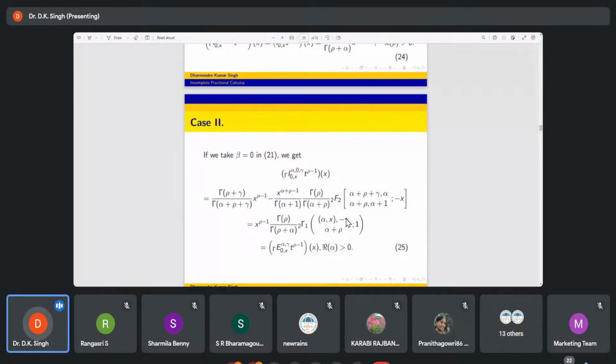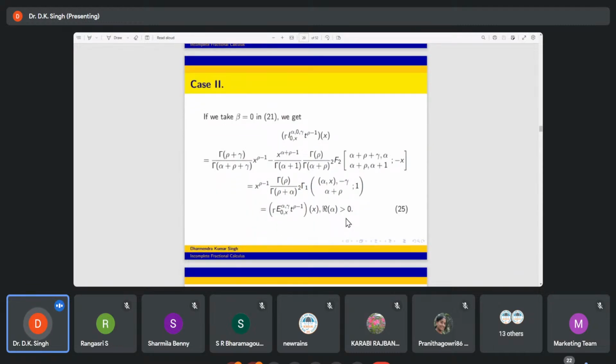So beta is equal to 0, so you will get this form: gamma rho plus gamma alpha plus rho plus gamma x over rho minus 1, and you will get this expression with the help of the hypergeometric function form. If you calculate these expressions, you will get this expression in the incomplete hypergeometric function form, and this represents the Erdélyi-Kober operator form, which is the classical formula of fractional calculus.